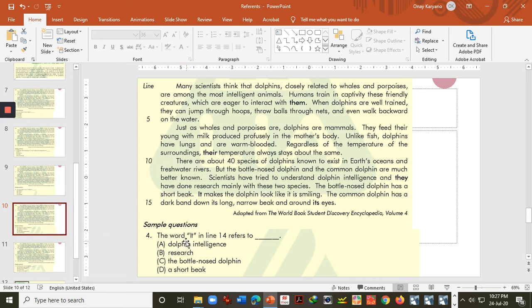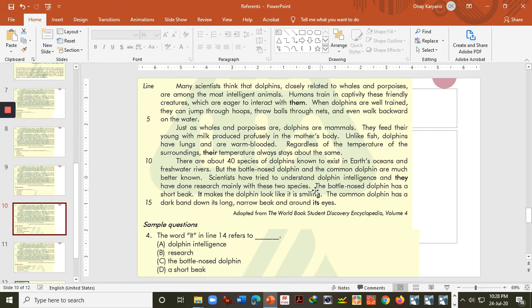Okay, sekarang kita latihan cepat. 4, line 14. Berarti ini 15, 14. It makes dolphin look like it is smiling. Okay, the good news ini ada it-nya yang dihitamkan. Berarti ini adalah it makes the dolphin look like it's smiling. The bottlenose dolphin has a short beak. Oke, nah ini pilihannya ada dolphin intelligence research, the bottlenose dolphin and a short beak.